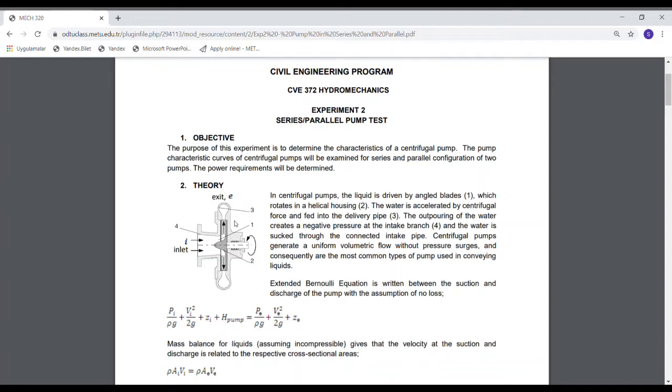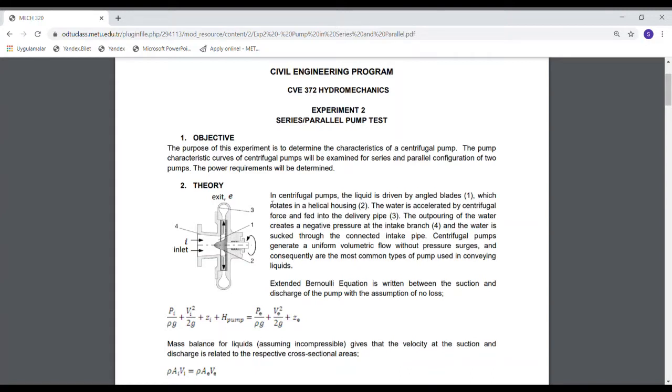In a centrifugal pump like this, the liquid is driven by angled blades, which rotate in a helical housing. The water is accelerated by centrifugal force and fed into the delivery pipe. The outpouring of the water creates a negative pressure at the intake branch and the water is sucked through the connected intake pipe. Centrifugal pumps generate a uniform volumetric flow without pressure surges.